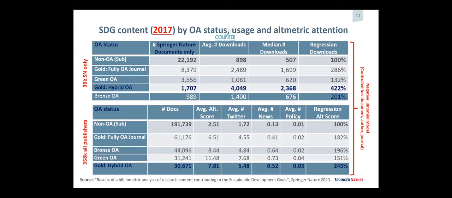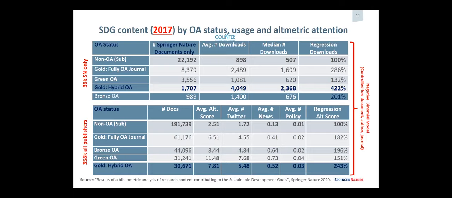The key takeaway is that the COUNTER usage is substantially higher for open access SDG content than for non-open access SDG content. Hybrid OA is downloaded most, getting on average around 4 times as many downloads when compared to subscription content. In fact, our regression model predicts over 400 more downloads for hybrid articles.